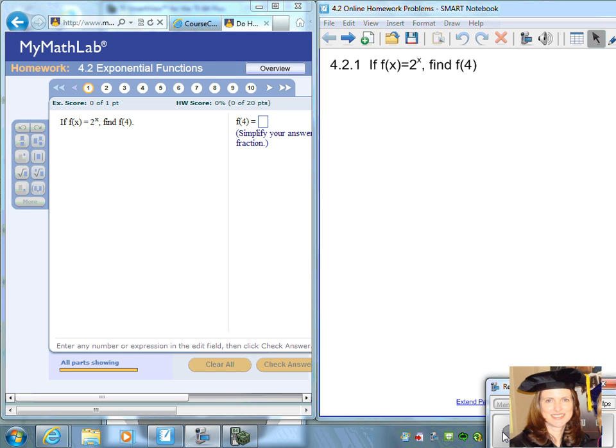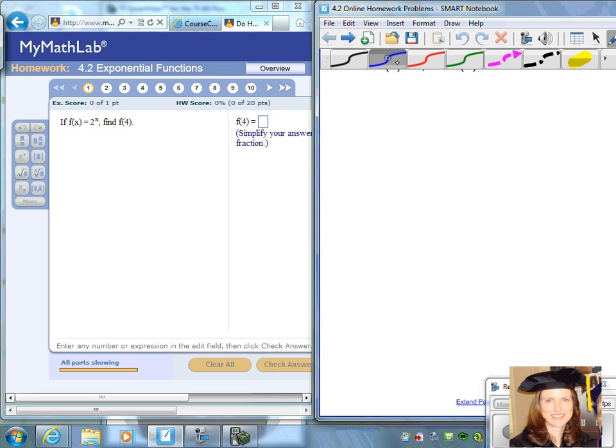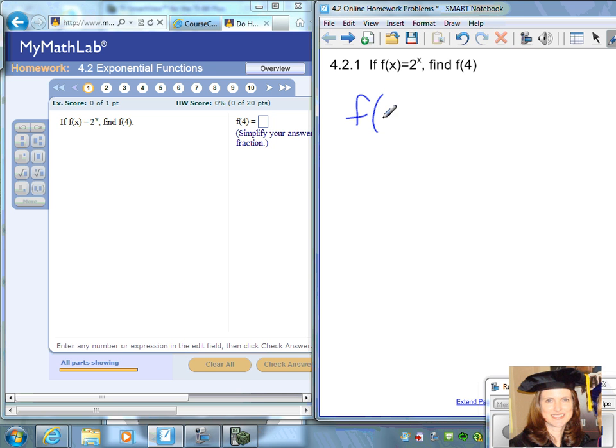Section 4.2, exponential functions. First question, we're given f of x equals 2 to the x power, and we want to find f of 4. What you want to remember about exponential functions is that the variable is in the exponent. That's why they're called exponential functions. We want to evaluate this exponential function. We want to find f of 4.